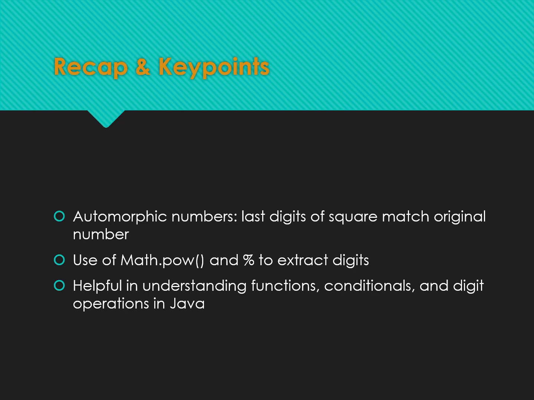To recap, an automorphic number is one whose square ends in the number itself. We used functions, conditionals, and modular arithmetic in Java to implement this. This is a great example to practice Java logic and function calls.